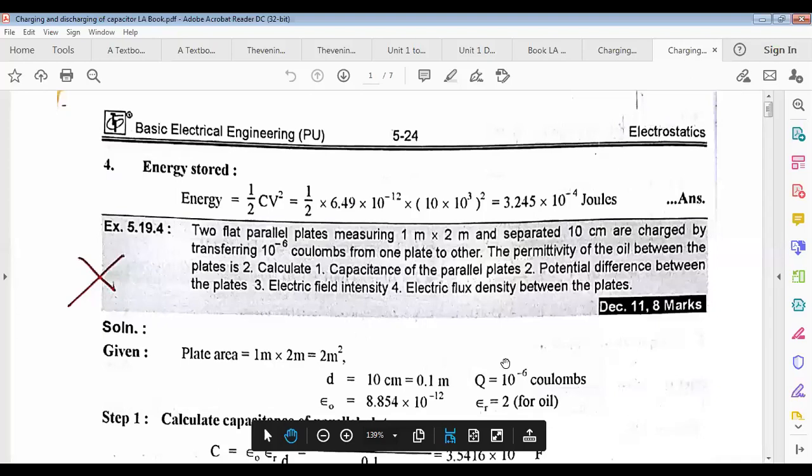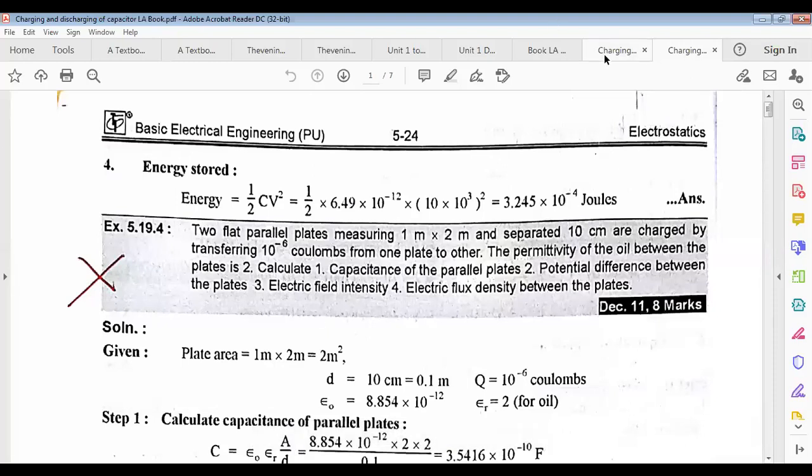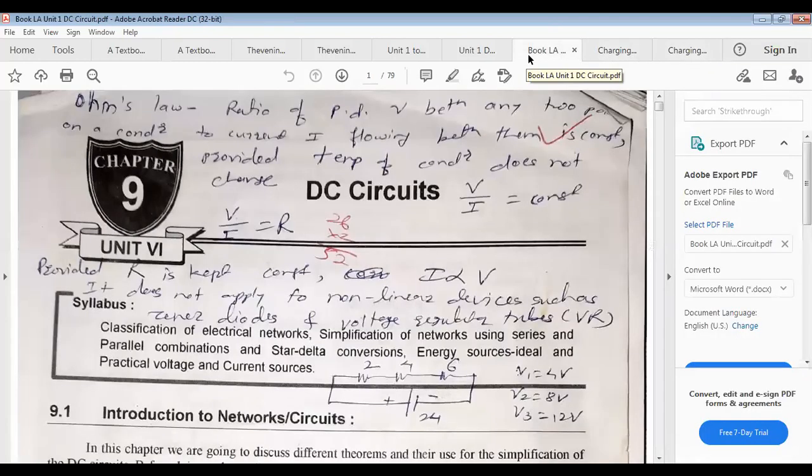See, unit 1, whatever I conducted each and every point during lectures, you read from BL Thareja. For numerical practice, refer to that local author book, and those who are interested can solve the same type from BL Thareja. See, this one I shared with you.